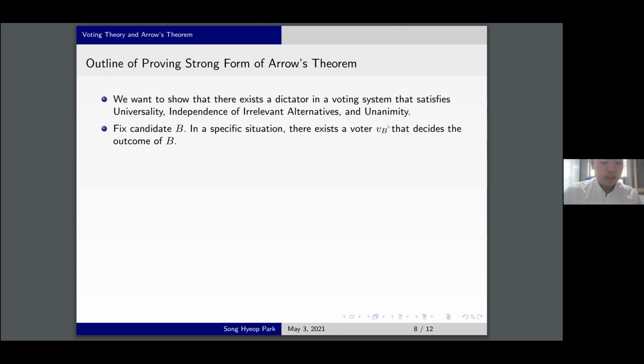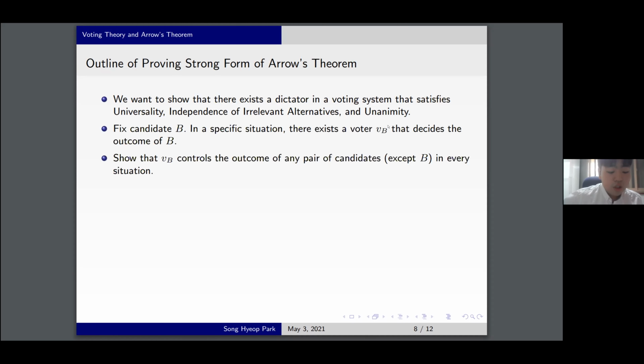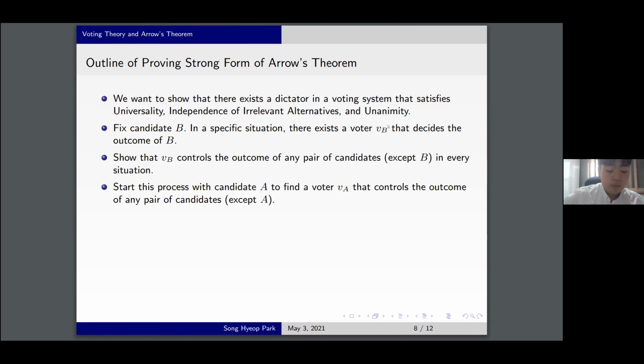First, fix candidate B, and in a specific situation, you can find the voter VB that decides the final ranking of candidate B. Now we can show that VB controls the outcome of any pair of candidates except B in every situation. So VB controls the outcome of B in a specific situation and controls the outcome of any pair that does not include B in every situation. We can start this process with another candidate A. Then we can find a voter VA that controls the outcome of any pair of candidates except for A in every situation.